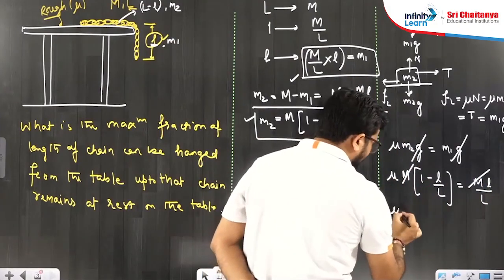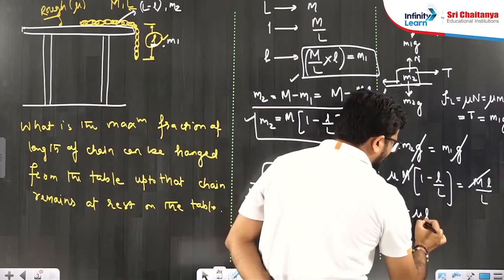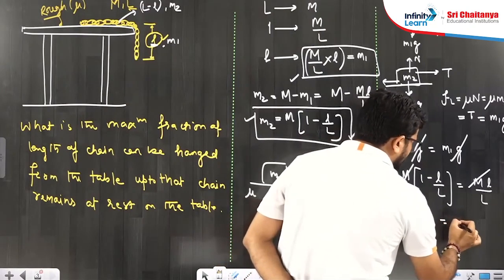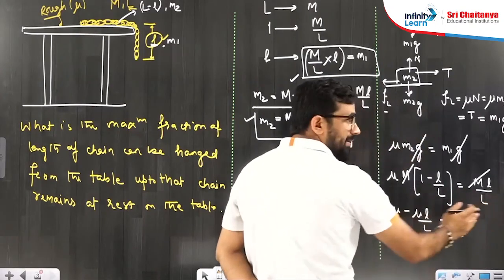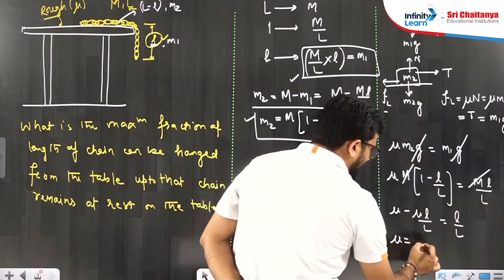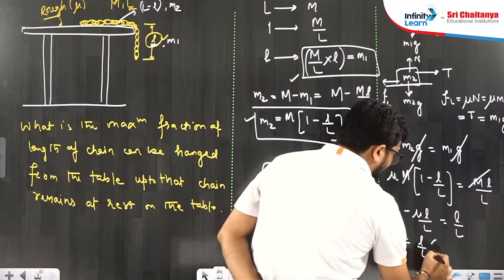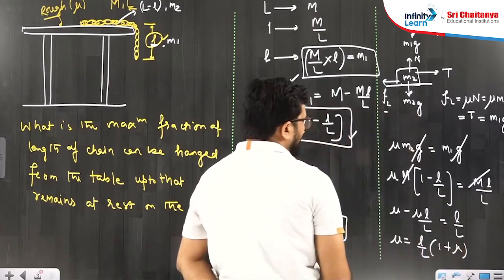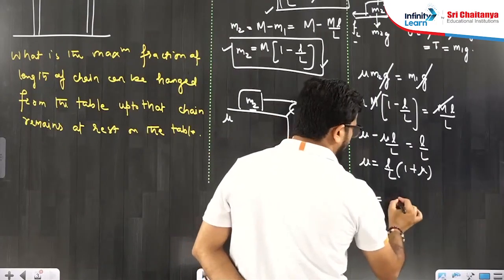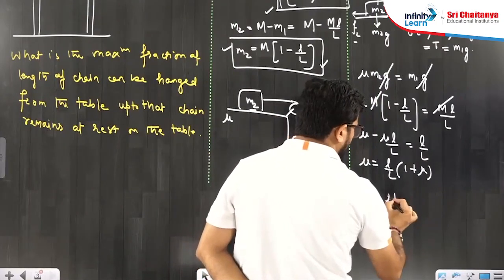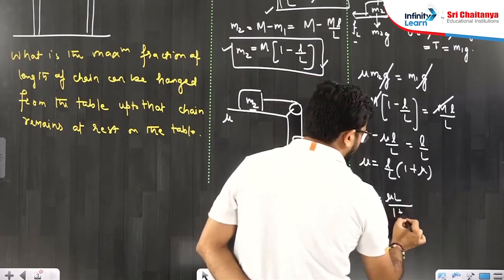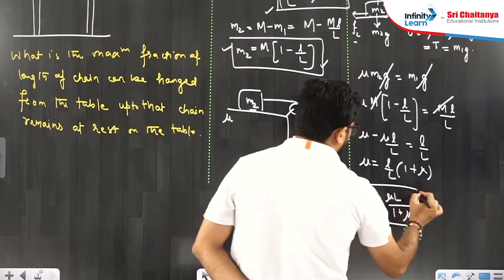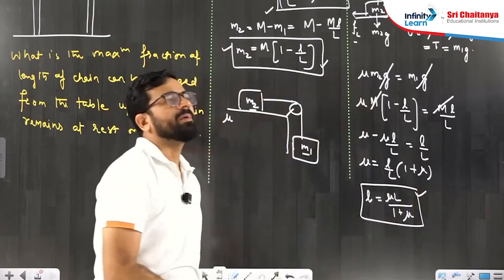I am just writing mu minus mu into small l by capital L is equal to small l by capital L. I am taking this side. This would be mu is equal to small l by capital L common 1 plus mu. That means from here I can write that small l is equal to capital L into mu divided by 1 plus mu. This is the length that is hanging from the table.